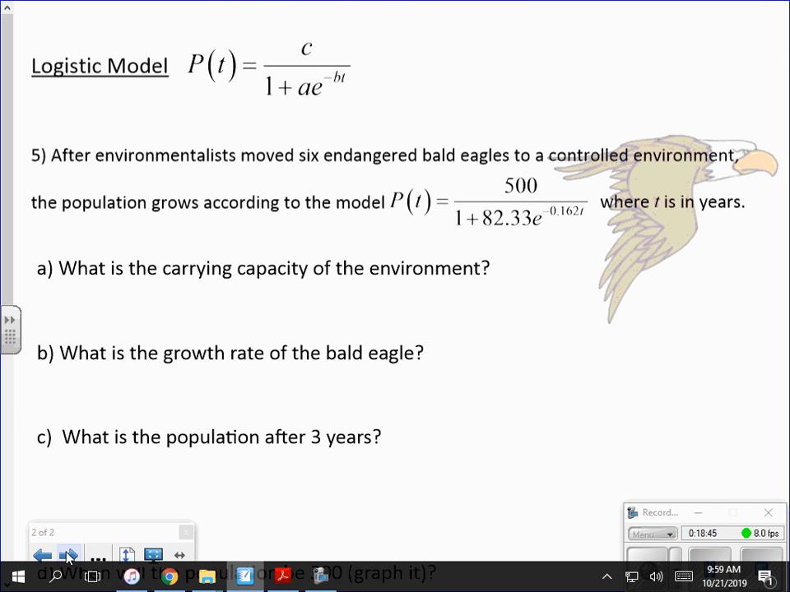Okay, now we have logistic models. So logistic models, P of T, population at time T. C is the carrying capacity.